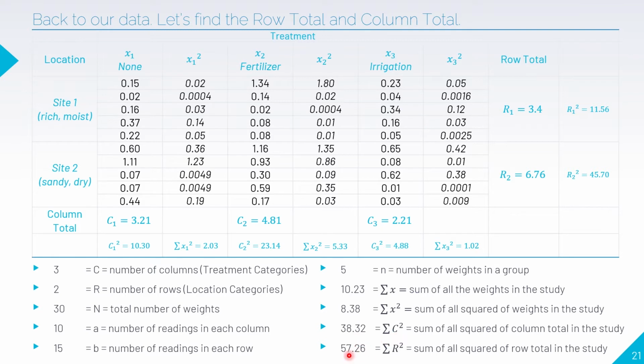So, our summation of R squared, same as we did in our column, we just need to add this one because this is the square of our R. So 3.4 squared, we have 11.56, 6.76 squared, we have 45.70. Add this one, and we have the total of 57.26 as our summation of R squared.